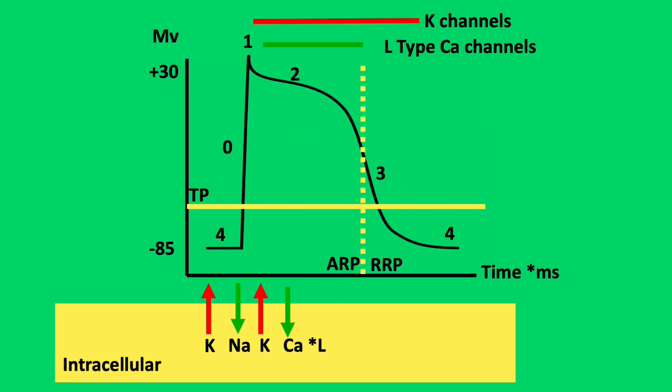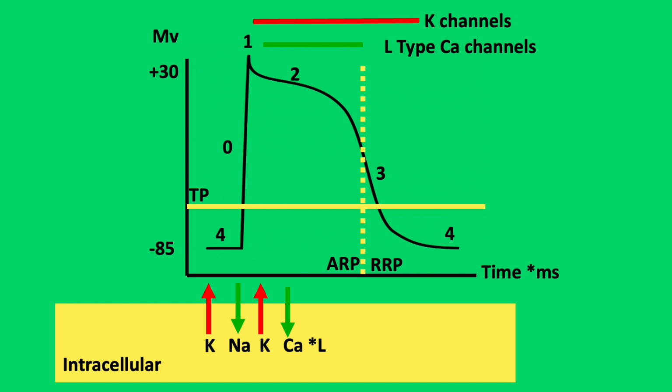Non-nodal action potentials. The key difference in comparison to nodal action potentials is that non-nodal action potentials have a resting membrane potential and a prolonged depolarization phase. This action potential has 4 phases. We'll start with phase 4, resting membrane potential.